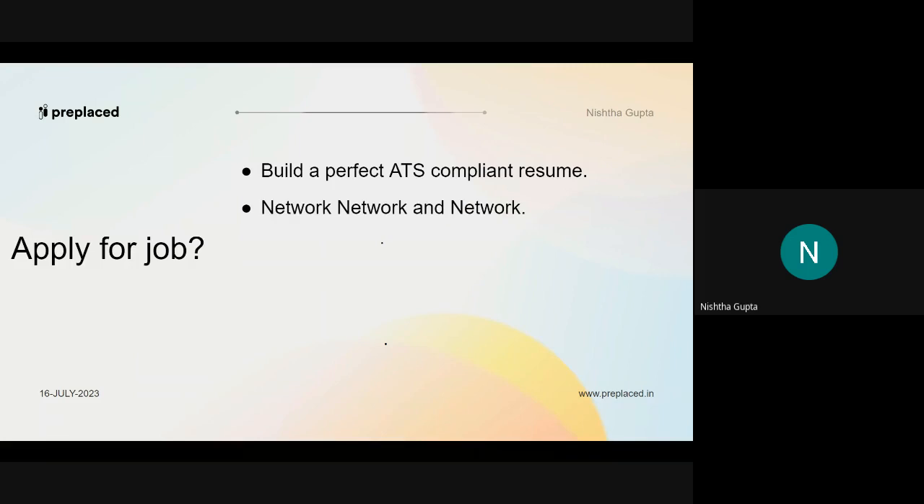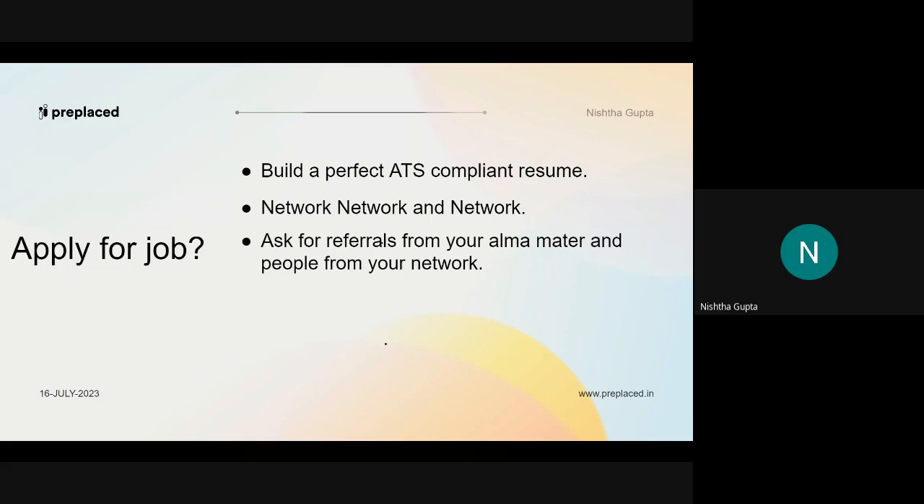Next is networking. Reach out to as many people as you can on LinkedIn, from your alma mater, from your college, because you never know which network can actually pay off, right? So networking is the most important thing.